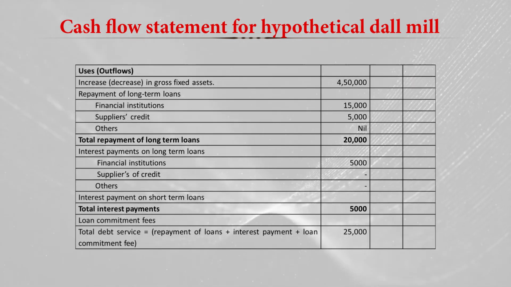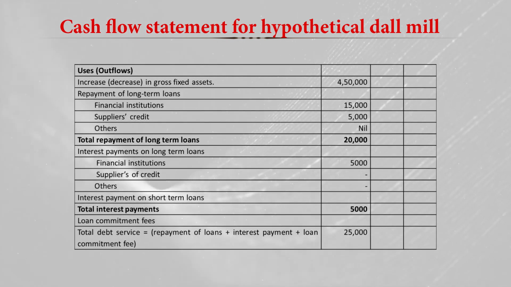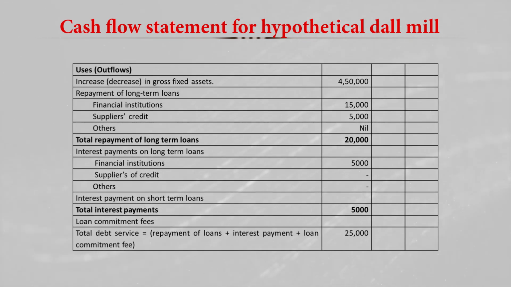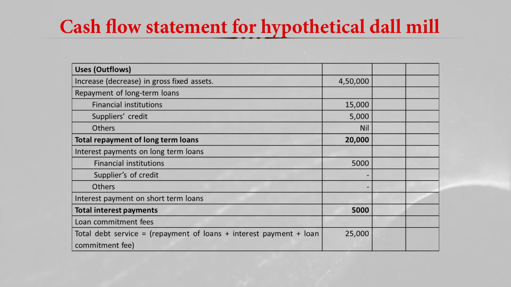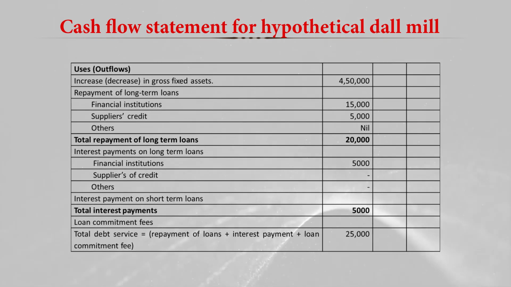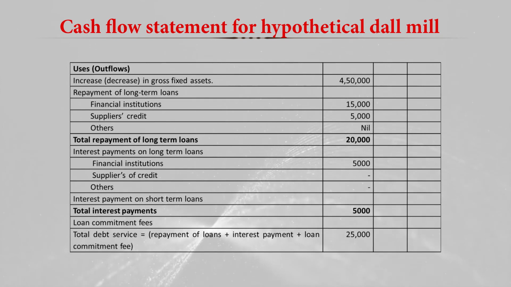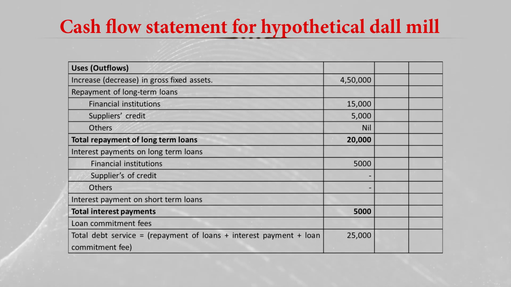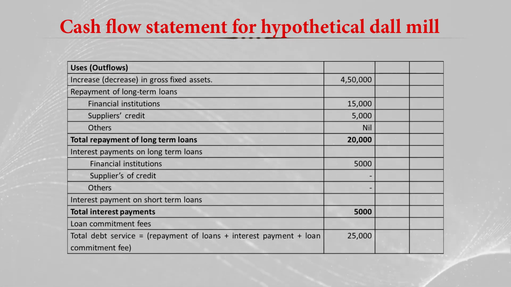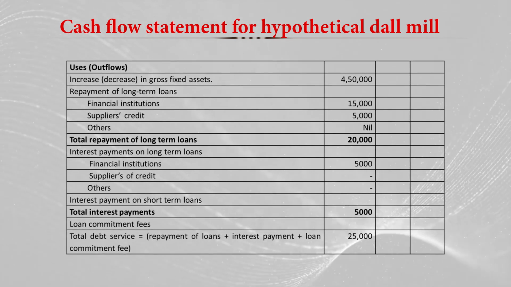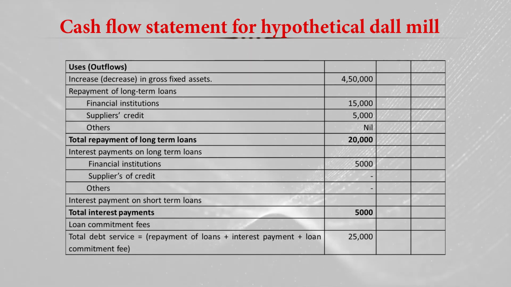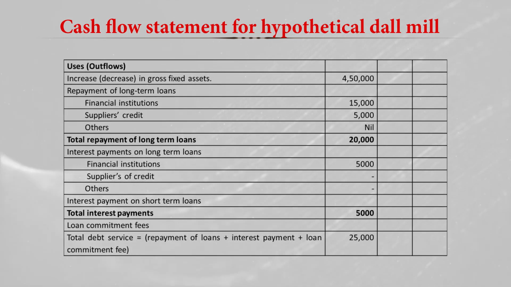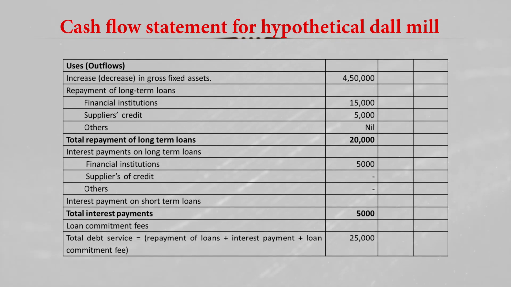And now we will calculate the outflows. The outflow means usage of funds by the company. Here is the increase or decrease in gross fixed assets. 4 lakhs 50,000, we have purchased some assets, so there is a huge outflow. And then repayment of the long-term loan. We are repaying the long-term loan to the financial institution, that is 15,000. Then we are paying the suppliers credit, that is 5,000. So total repayment of long-term loans, we can say, is 20,000 rupees.